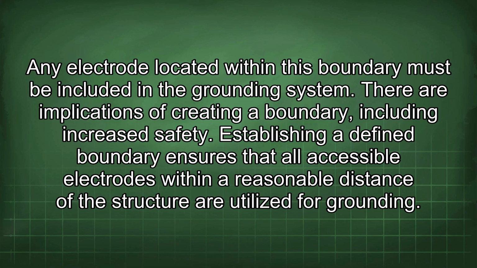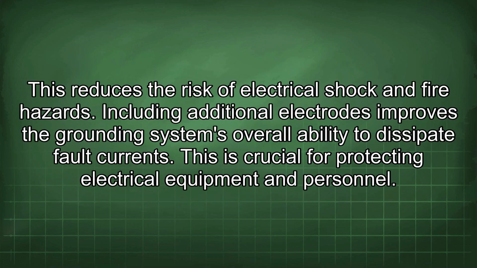There are implications of creating a boundary, including increased safety. Establishing a defined boundary ensures that all accessible electrodes within a reasonable distance of the structure are utilized for grounding. This reduces the risk of electrical shock and fire hazards. Including additional electrodes improves the grounding system's overall ability to dissipate fault currents. This is crucial for protecting electrical equipment and personnel.